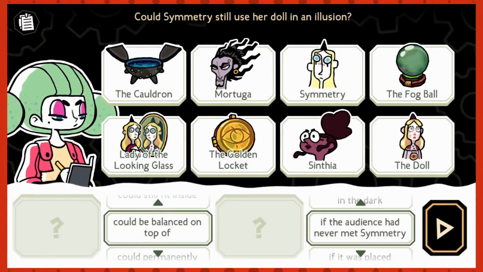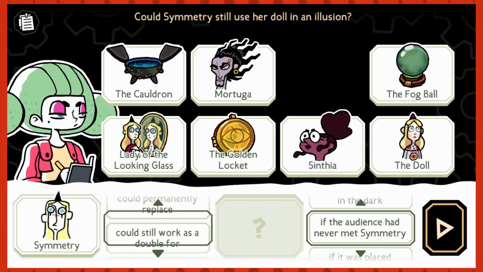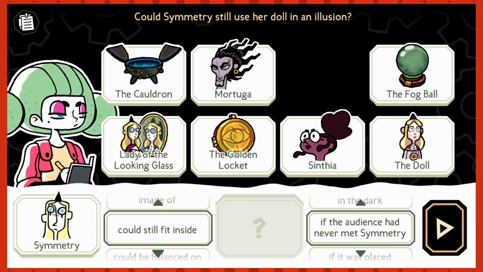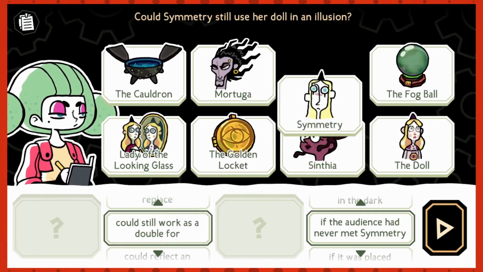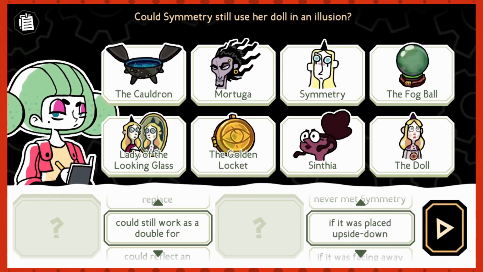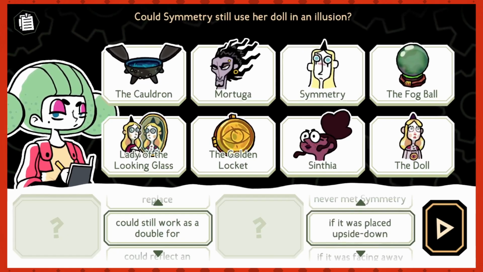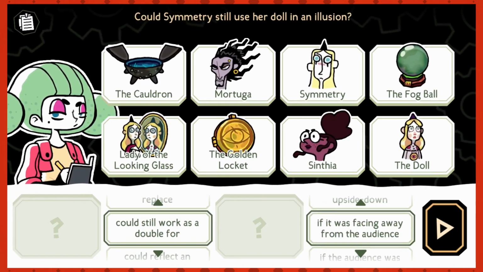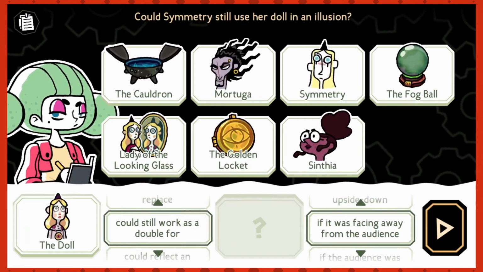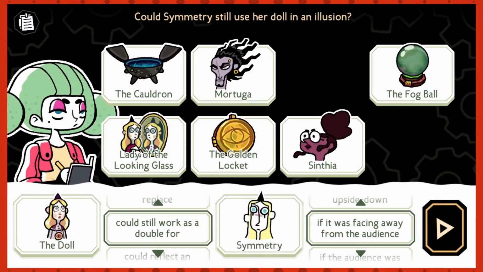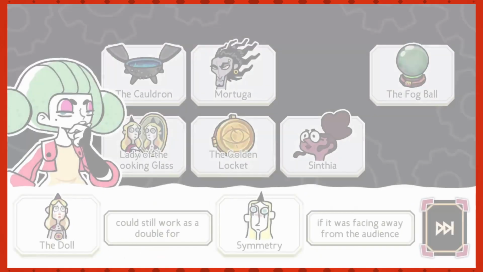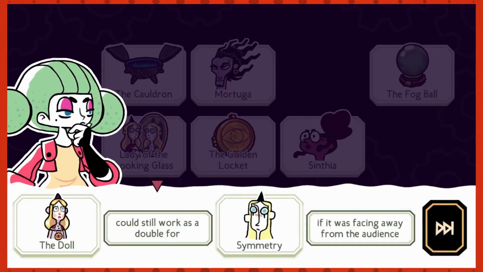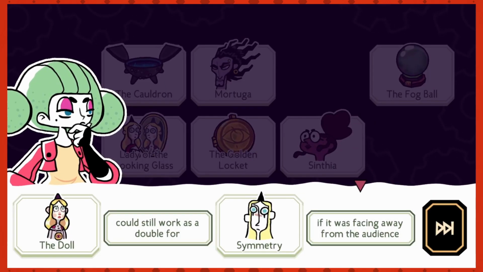Could symmetry still use her doll in an illusion? Could it be balanced on top of? Could it permanently replace? Could it still work as a double? If it was placed upside down? If it was facing away from the audience? The doll could still work as a double for symmetry if it was facing away from the audience.